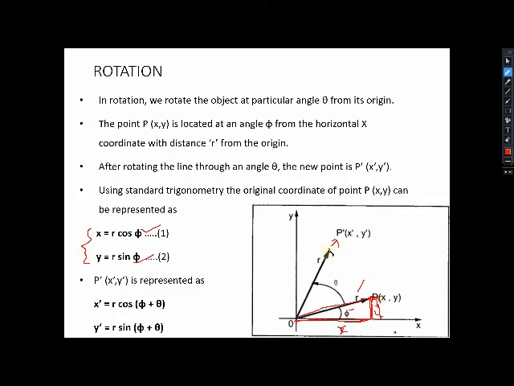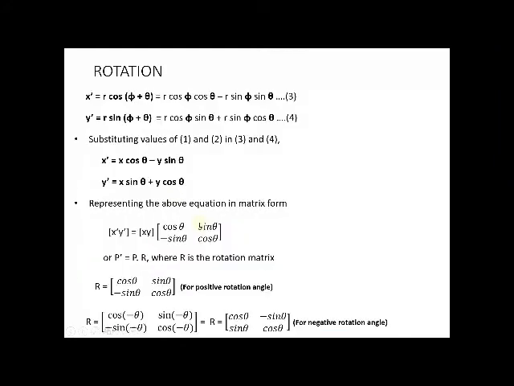Similarly, for the point P dash (x dash, y dash), the total angle is phi plus theta. If you consider this as a right angled triangle, this much distance will be y dash and this much distance will be x dash. Again you can find x dash and y dash using this relation: x dash is equal to r cos(phi plus theta), y dash is equal to r sin(phi plus theta). A simple trigonometric rule you can use.